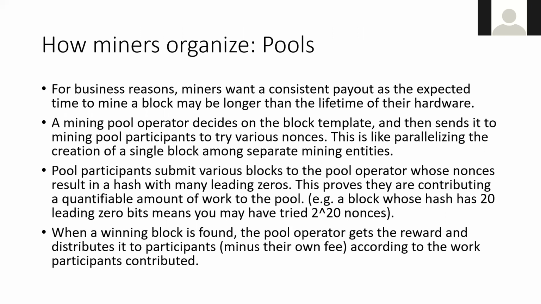So a little bit about how miners organize. They organize according to pools. So let's say you're a miner. You have an ASIC device. It costs about $8,000. A Bitcoin block reward is about $380,000. So you might think to yourself, okay, this hardware might have to run for many decades, or longer, to get a single block, but this hardware is probably going to die in several years, or just actually be deprecated because of faster devices. So for business reasons, miners want a consistent payout.